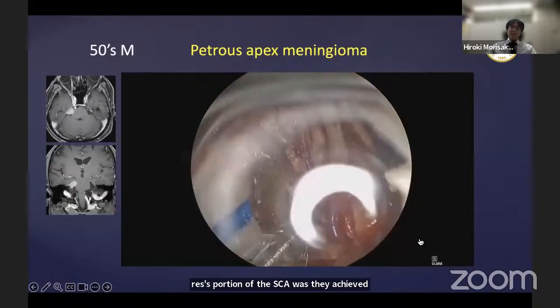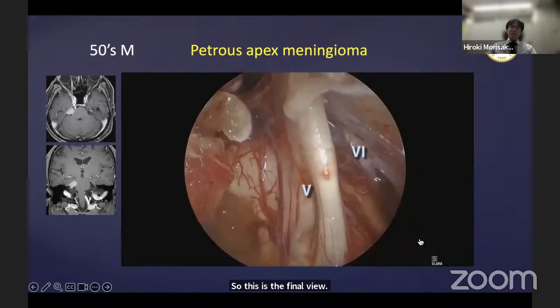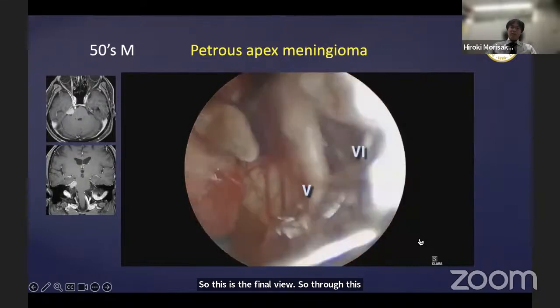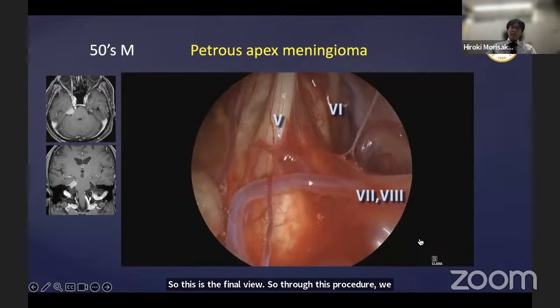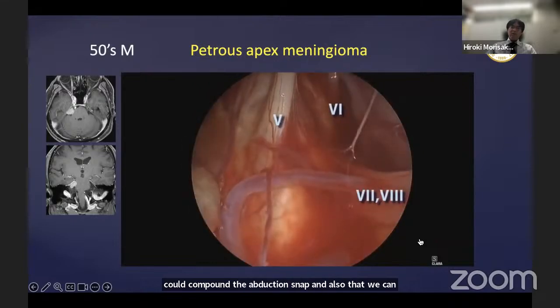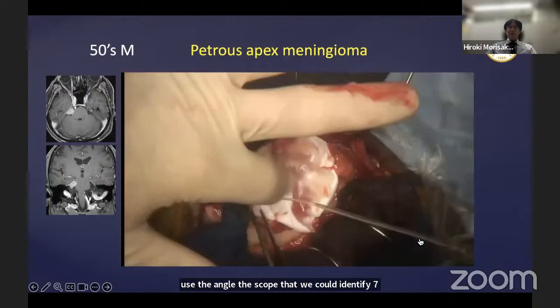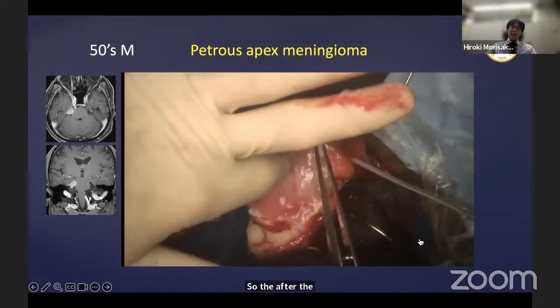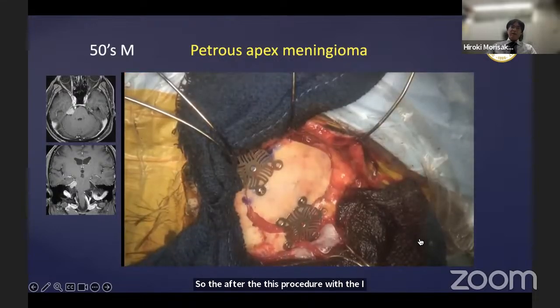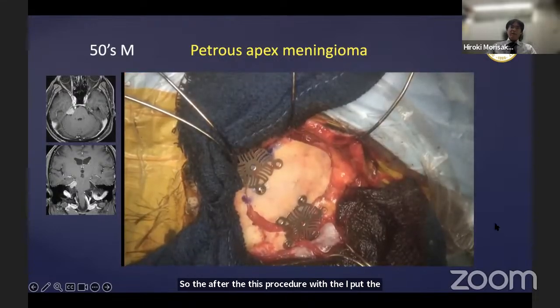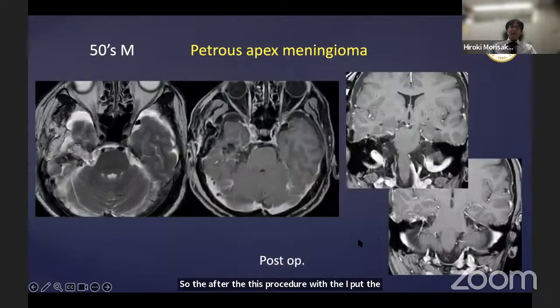So this is the final view. Through this procedure, we could confirm the abducens nerve, and also we use the angled scope. We could identify the 7th and 8th nerves. So after this procedure, we put the fat graft along the drilled part of the petrous bone and finish the operation. So this is a postoperative MR image. The patient's trigeminal neuralgia improved immediately after the operation.